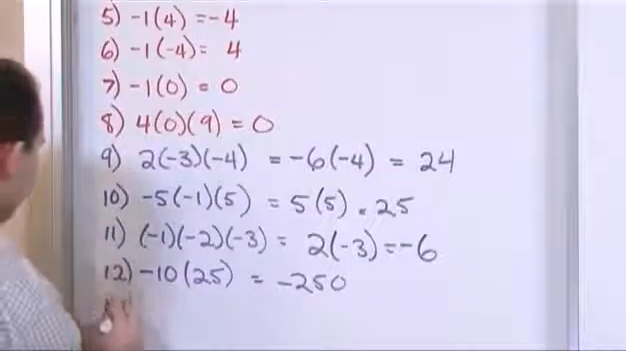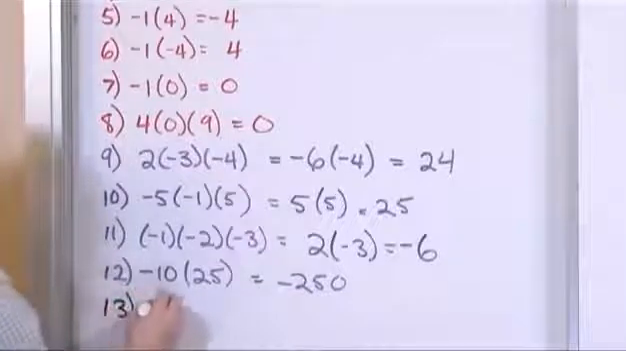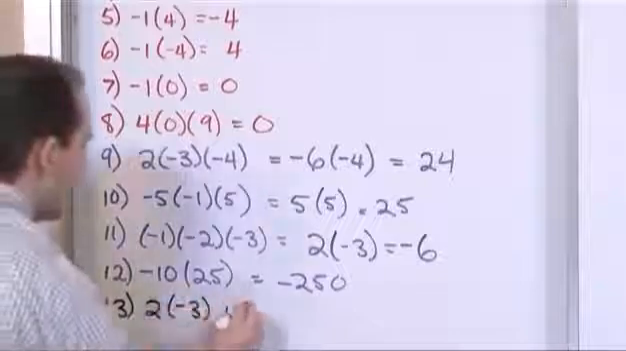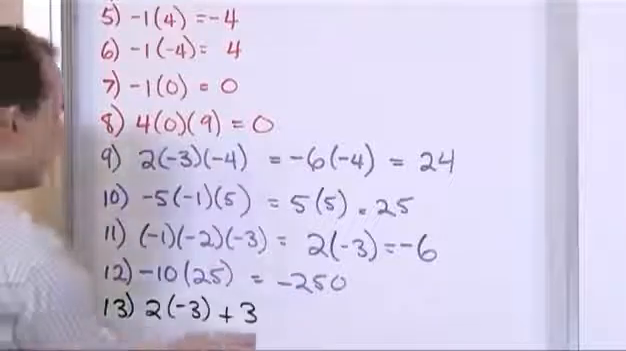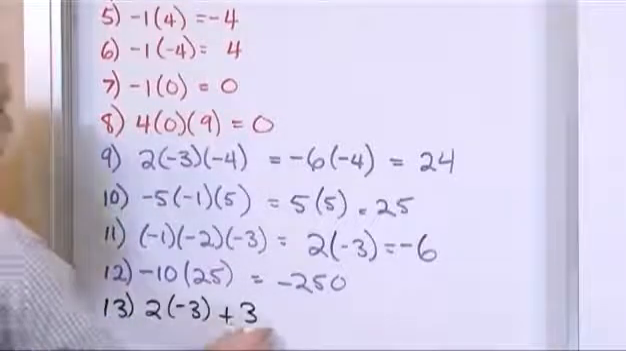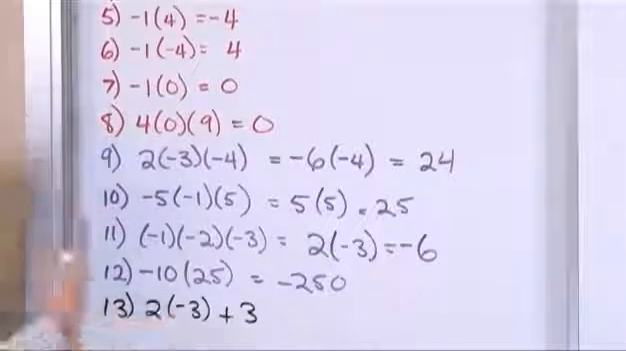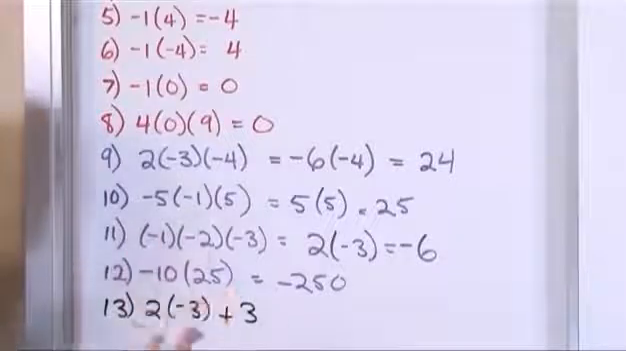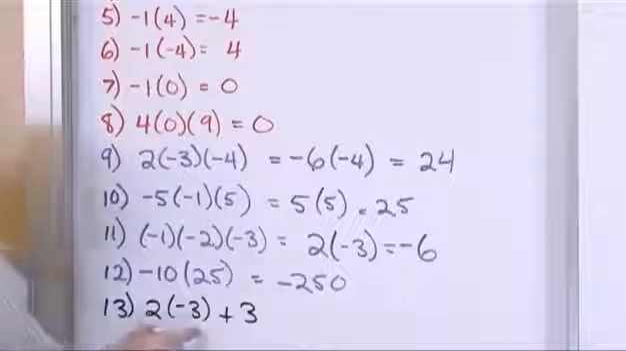Let's say we had, for 13, 2 times negative 3 plus 3. Well, one thing you need to learn is that when you have a bunch of multiplication and then you also have some addition going on, you always have to do the multiplication first, or if it's division, you have to do the division first. So multiplication and division always come before addition or subtraction. So the first thing we have to do here is multiply these.